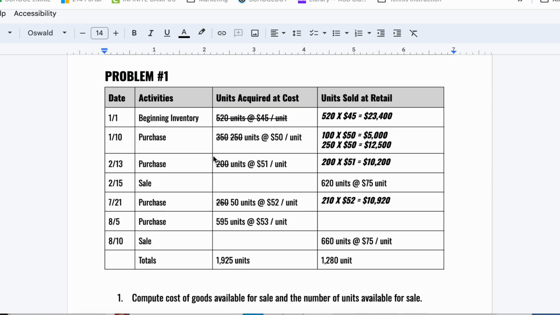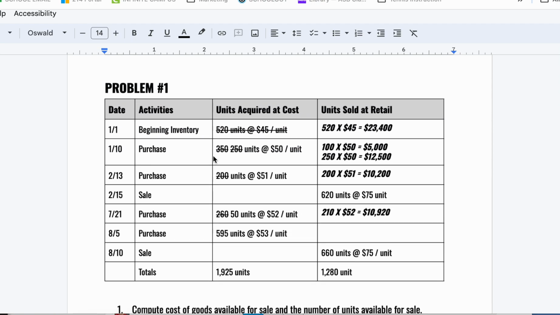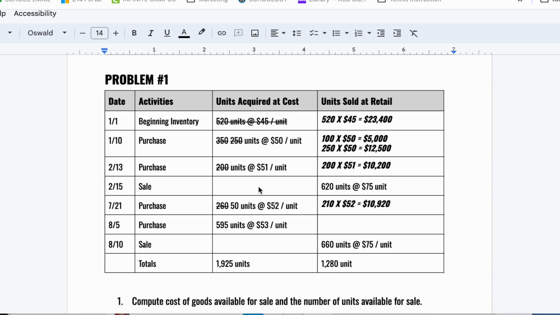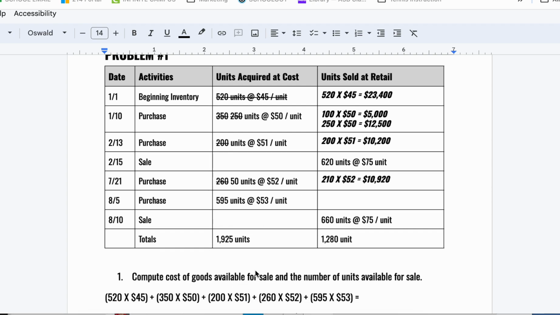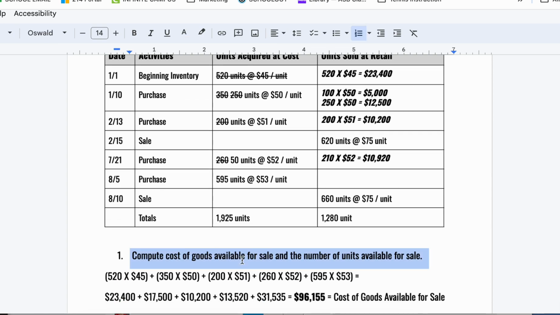Okay, so I'm just going to go over this first problem on the sheet that I gave you, and then I'll send the answer key for both of the problems. It's just a little redundant to go through both of them. The first question they ask is: compute the cost of goods available for sale and the number of units available for sale.